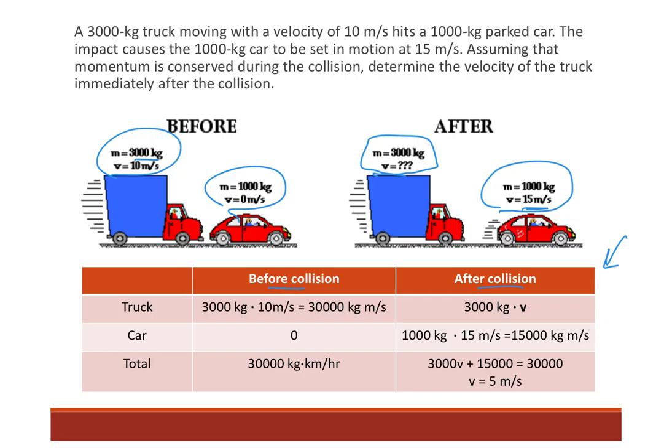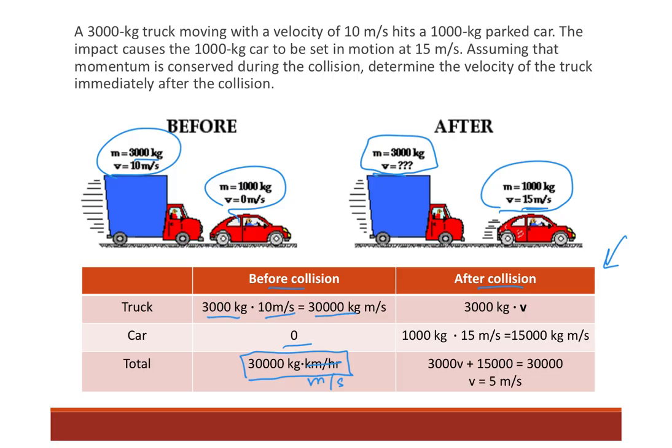Before, the momentum of the truck is the mass, 3,000 kilograms, times the velocity, 10 meters per second, giving us 30,000 kilograms meters per second. The car is not moving, so it has no momentum. So the momentum of the system before the collision, which will be the same as after the collision, is 30,000 kilograms times, I wrote kilometers per hour based on the other problem. Sorry, this should be meters per second.